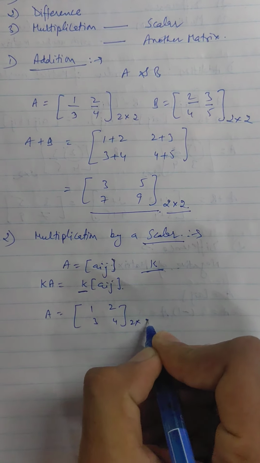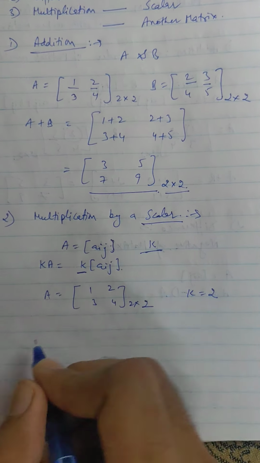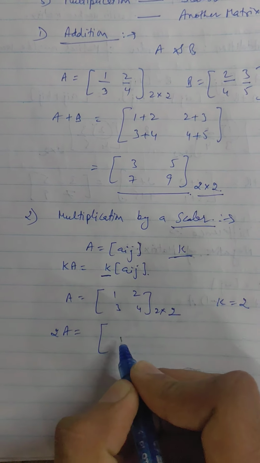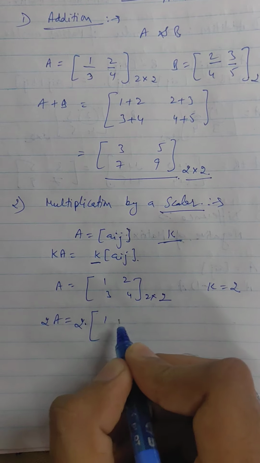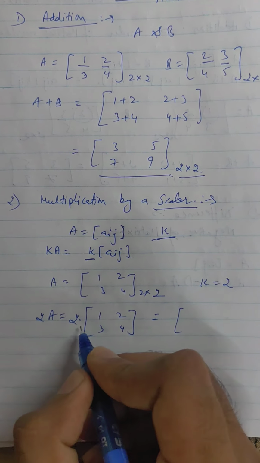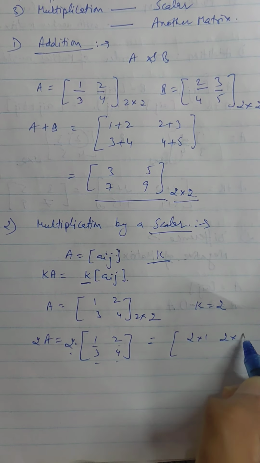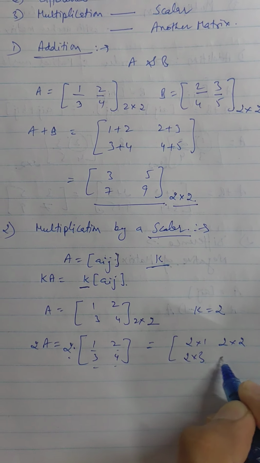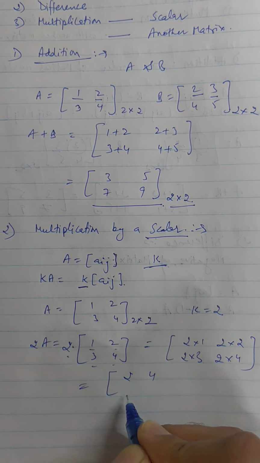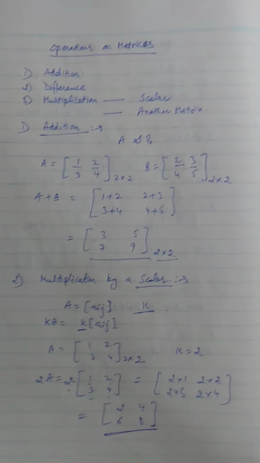Okay, this is a 2 cross 2 matrix and we take k equals 2. So 2A will be equal to 2 multiplied by 1, 2, 3, 4. That is equal to multiplying 2 with all the elements. So 2 multiply 1, 2 multiply 2, 2 multiply 3, 2 multiply 4. This is equal to 2, 4, 6 and 8. So this is the resultant.